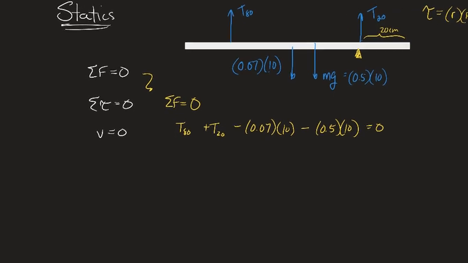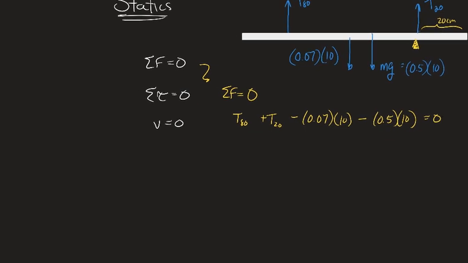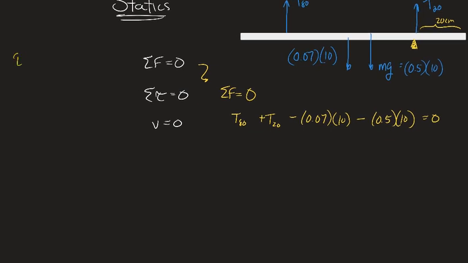Now, sliding this over a little bit to give me a little bit of space. I am aware that there are 4 potential torques. I'm labeling them by their location or by the mass that's there. So T20 and T80 are the torques at the 20 and 80 centimeter mark. T70 is the mass of the meter stick, and T500 is the mass that's hung.